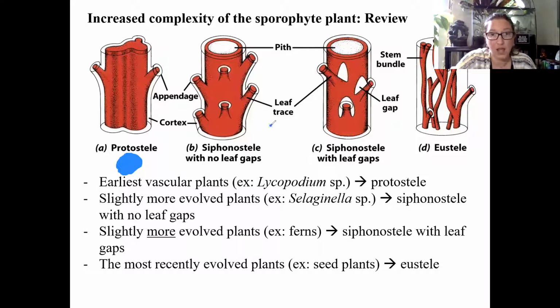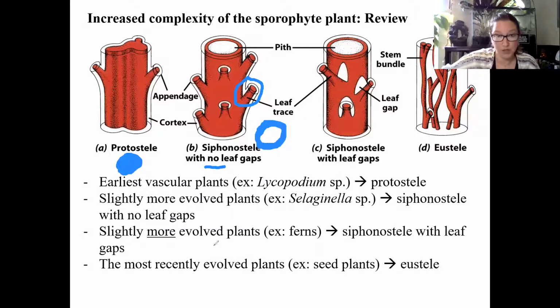What does that look like? It looks like xylem and phloem are in a ring with a central area that has pith. That's a siphonostele with no leaf gaps. Notice no leaf gaps because we're still only dealing with a microphyll, right? We're still only dealing with a microphyll, so there are no leaf gaps.